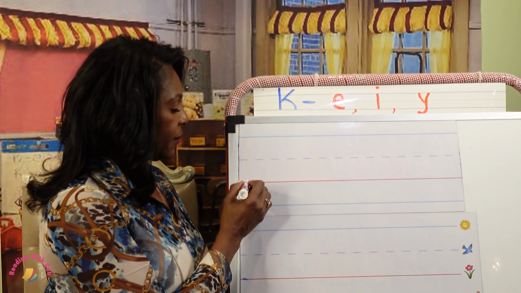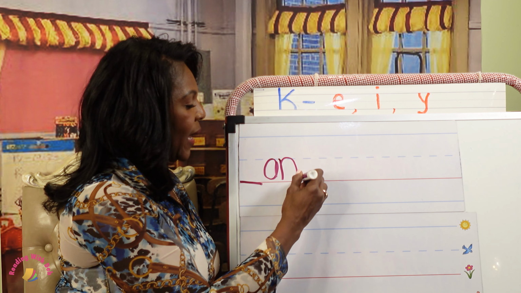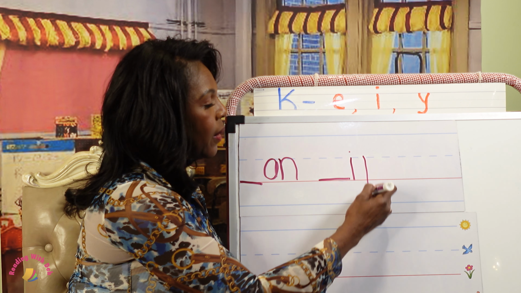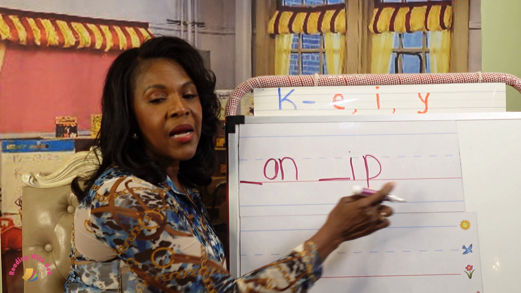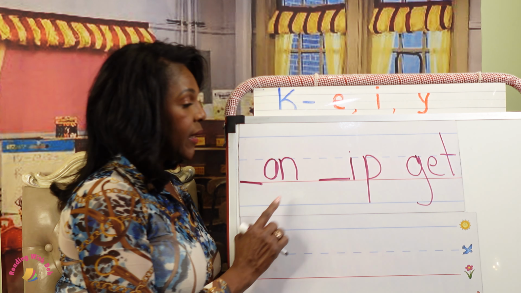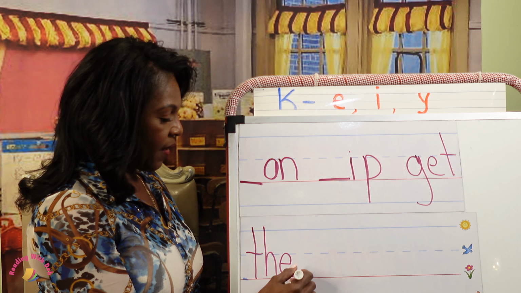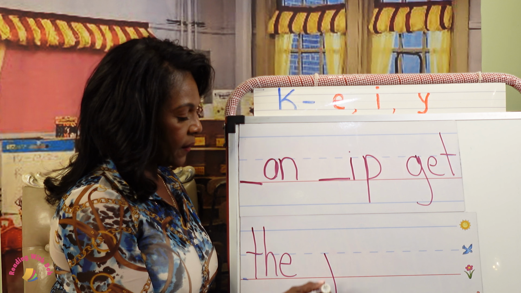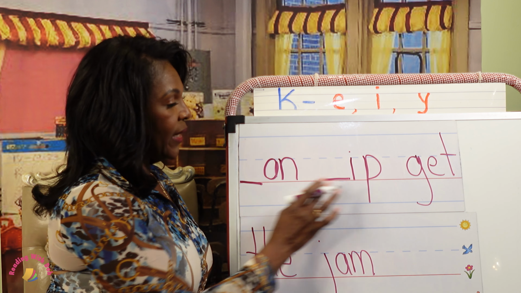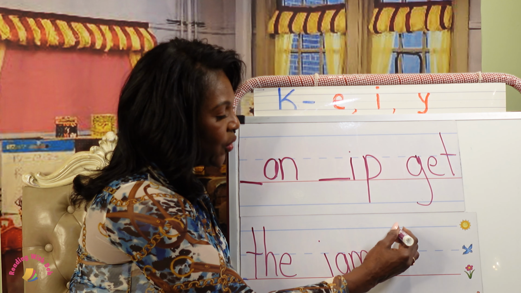I'm going to start. Can, Kip. Get is one of our sight words, so we should spell it quickly, G-E-T. Can Kip get, the is one of our sight words too, T-H-E, the, and jam, let's sound it out, J-A, jam, M. Can Kip get the jam? This is asking us a question, so we need to put a question mark.